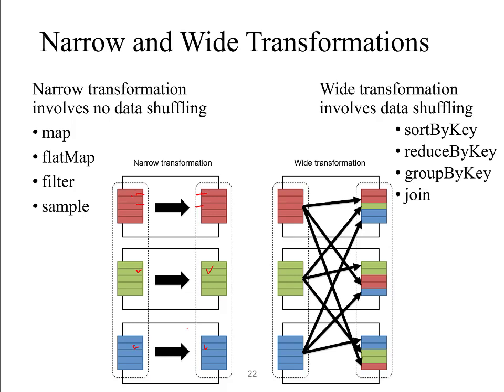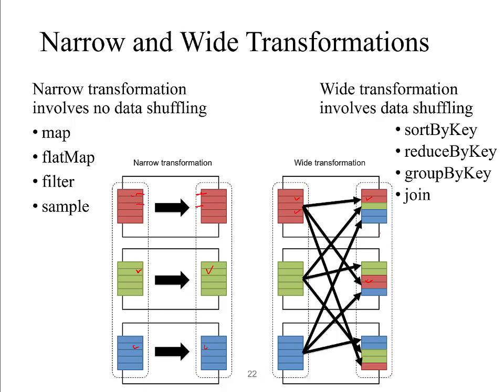But for a wide transformation, two data in the same partition could go to different partitions after the transformation. So there's no guarantee as in the narrow transformation.